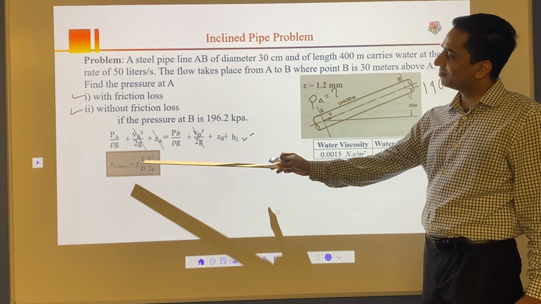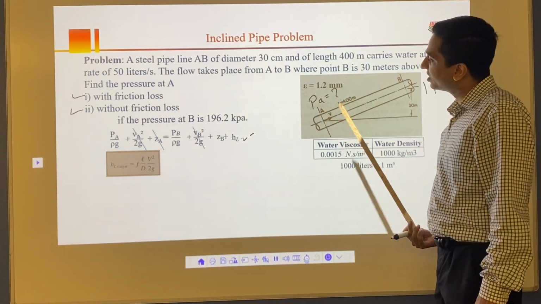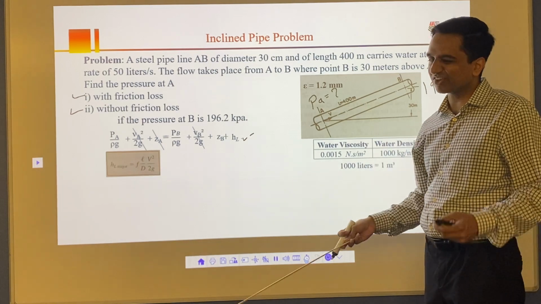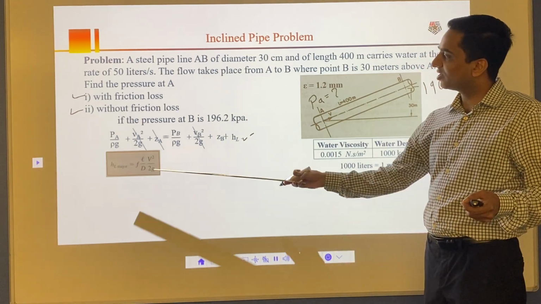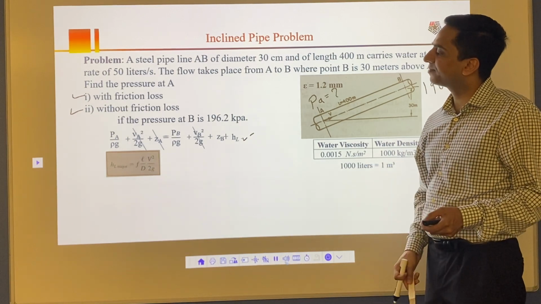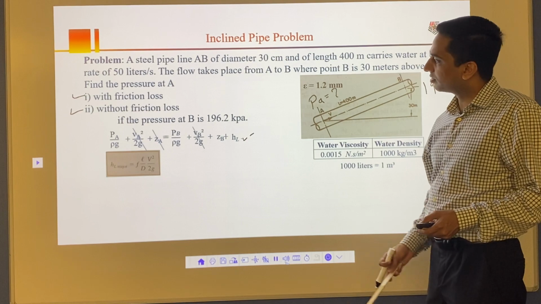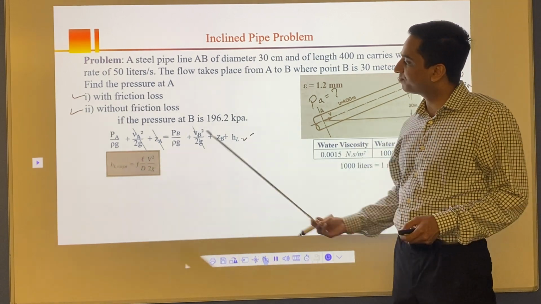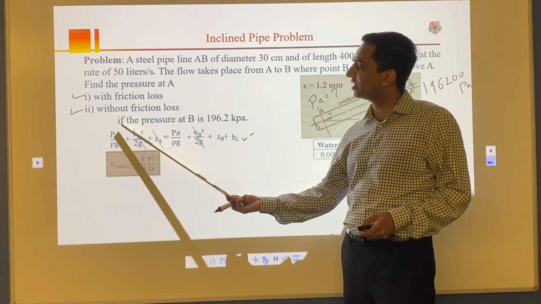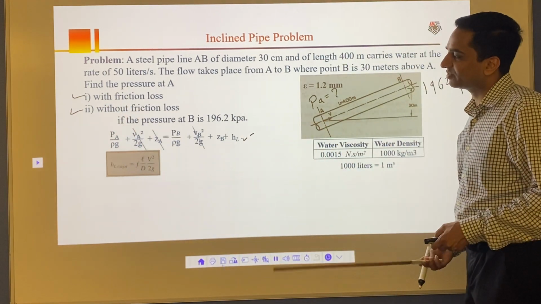For this problem, length and diameter we already have. Length is 400 meters, diameter is 30 centimeters, that's 0.3 meters. Velocity we don't know, but we can calculate velocity based on flow rate. If we calculate HL major, we can put that here and then calculate PA, the pressure at point A with friction loss. So that's pretty much the problem.